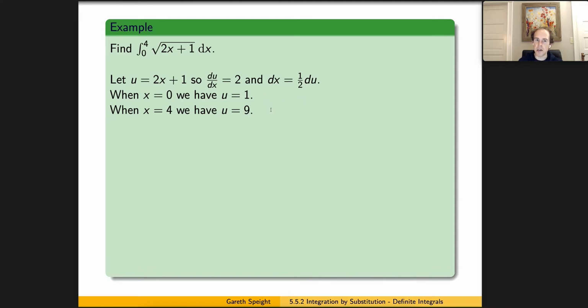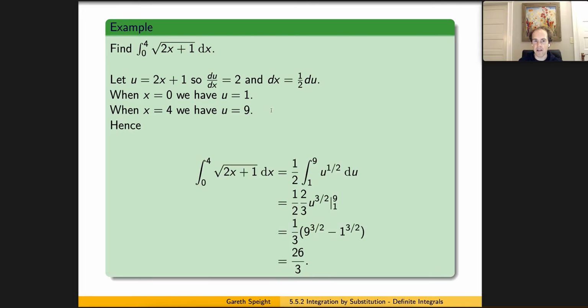And then we make a substitution and we replace the old limits by the new limits. Okay, so we start with the integral we had in the first place. We replace the inside by u, so we get square root of u, which I rewrote as u to the 1/2. dx becomes a half du, so we're going to get du and then a half. And then we have to change the limits, so when we had 0 before, now we have u equals 1, and when we had 4 before, now we have u equals 9.